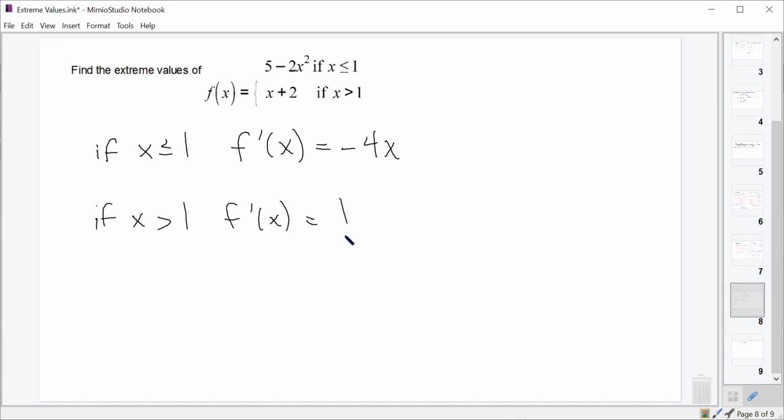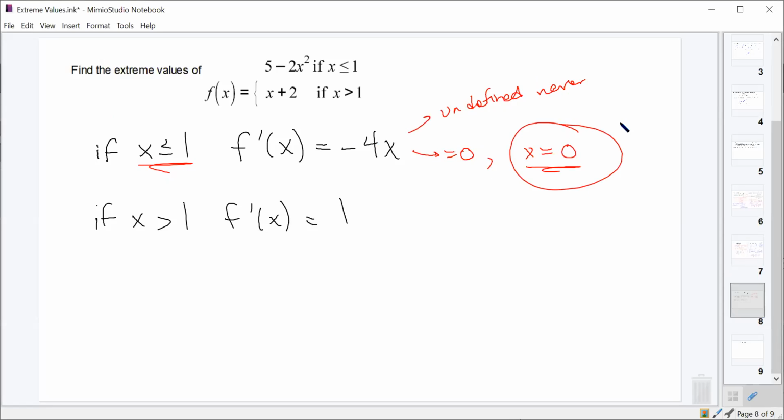One. All right. So now this should make it pretty straightforward for us to find any critical values here. Let's say, when is f prime undefined for x less than or equal to 1? Ever or no? No, it's never undefined. And when does it equal 0? If x equals 0. And we'll check and make sure, is x equals 0 within that restriction? Yes, it is.